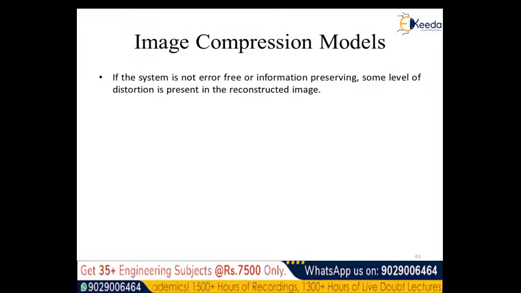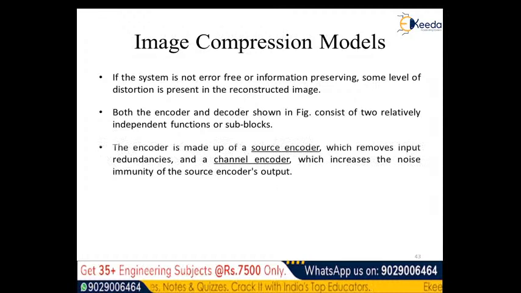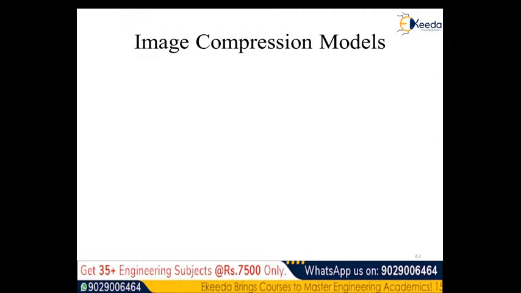Both the encoder and decoder shown in the previous figure consist of two relatively independent functions or sub-blocks. We have called them the source and the channel. For the encoding part, we have a source encoder that removes the input redundancies and the channel encoder that increases the noise immunity of the source encoder's output. Now on the right hand side, you have seen a decoder block that includes first of all the channel decoder, then the source decoder.